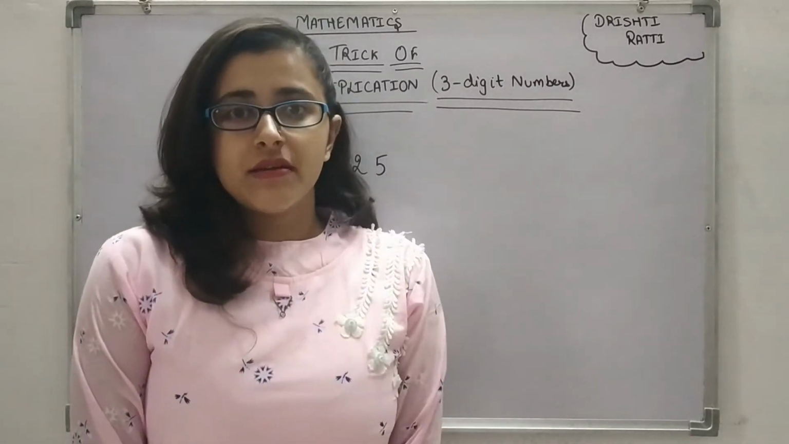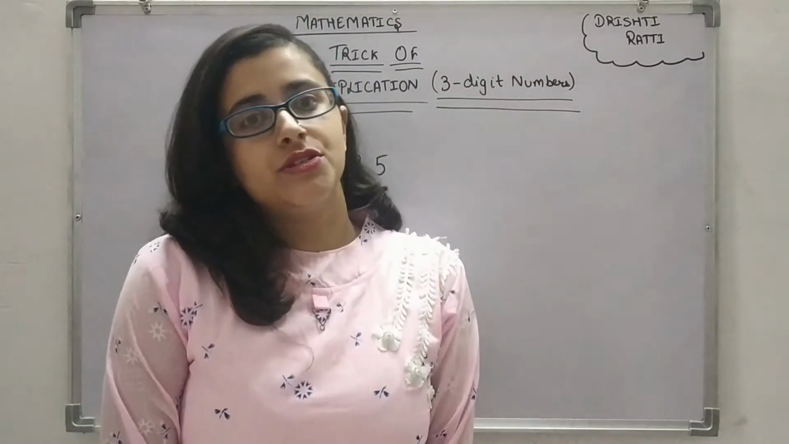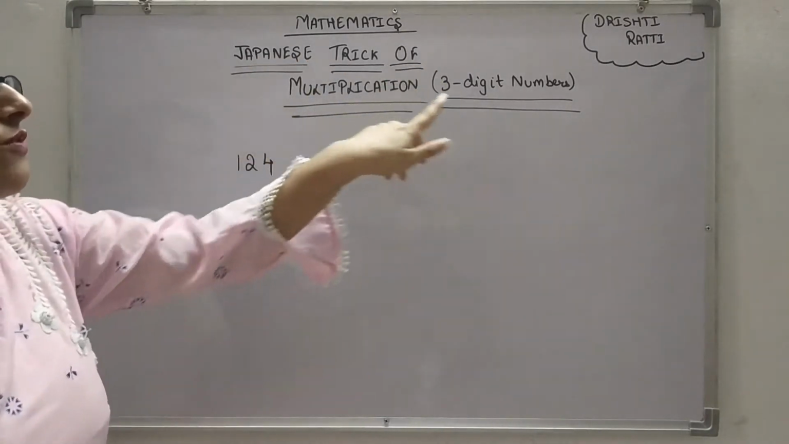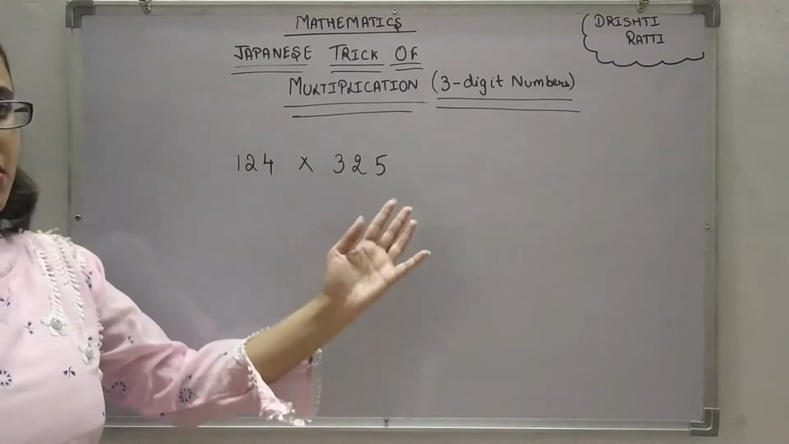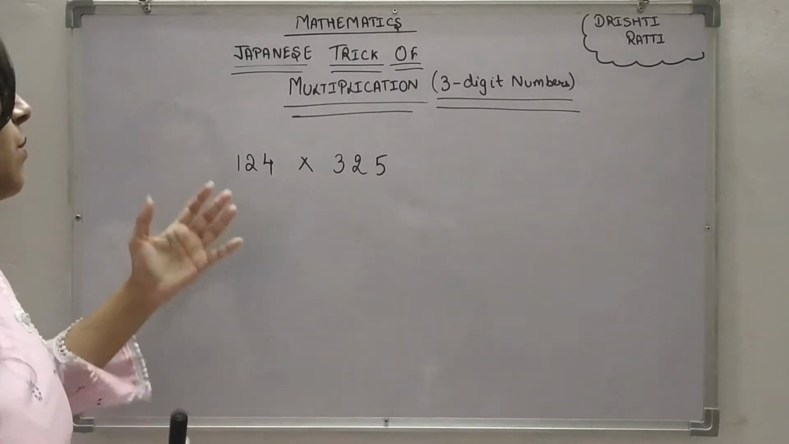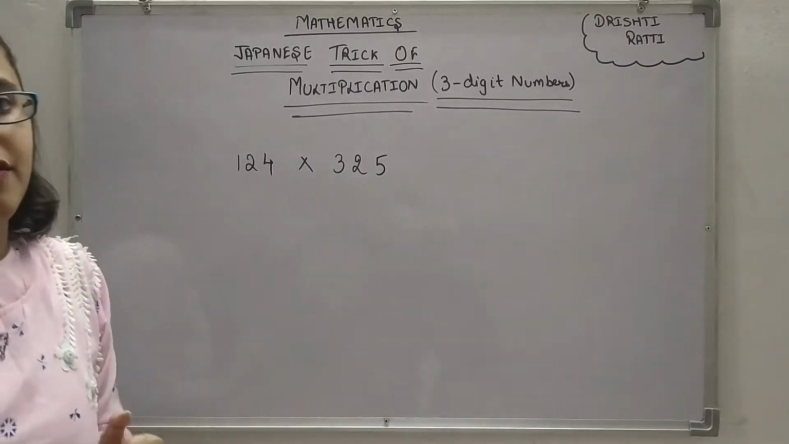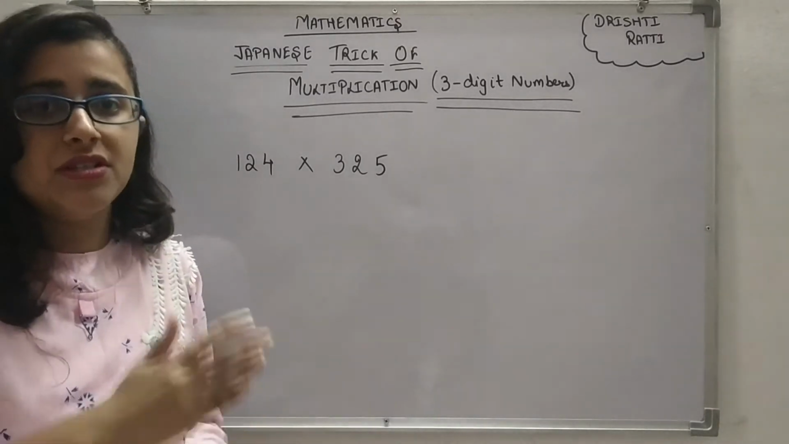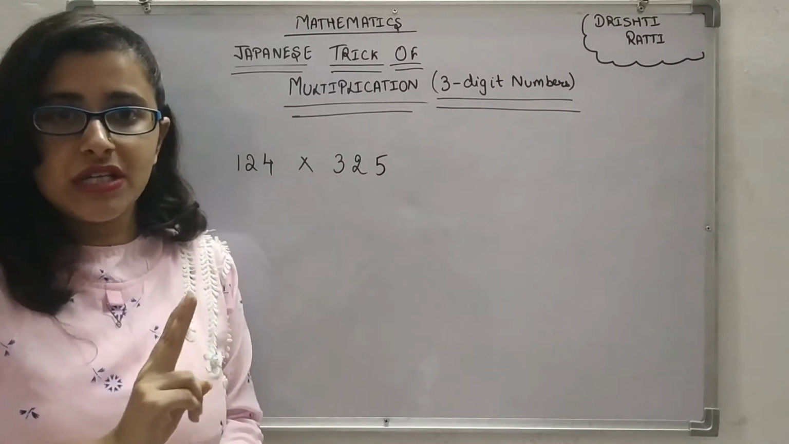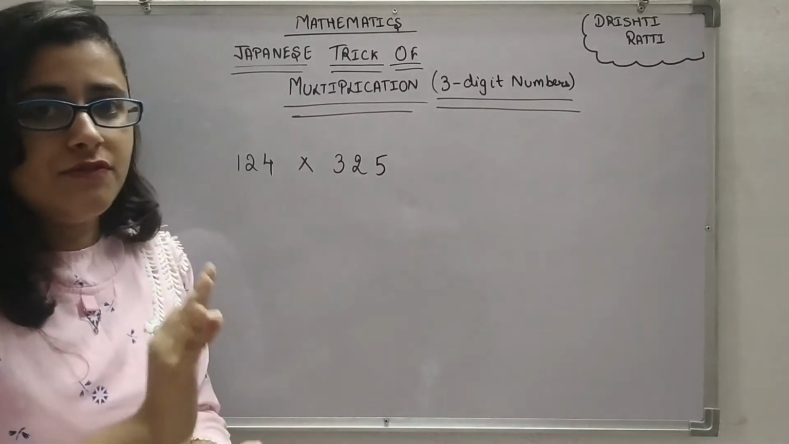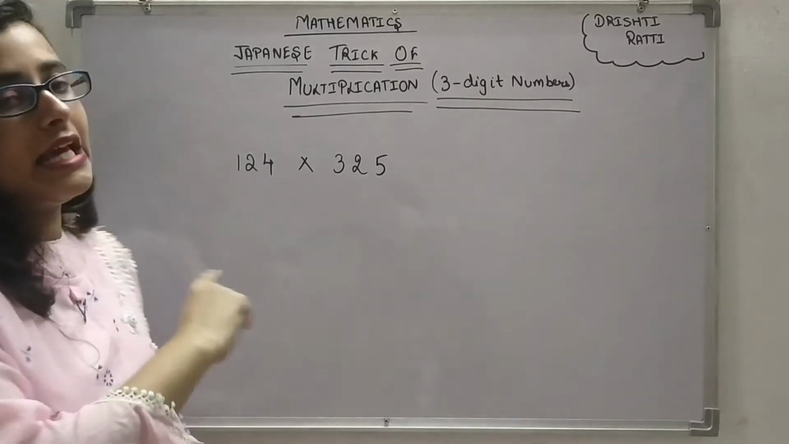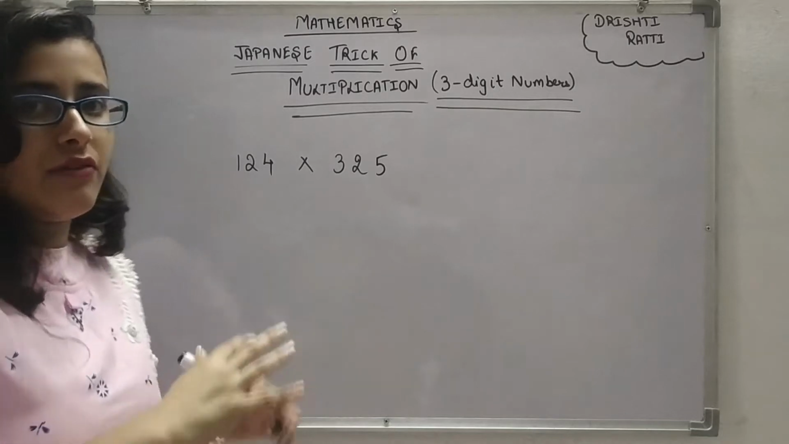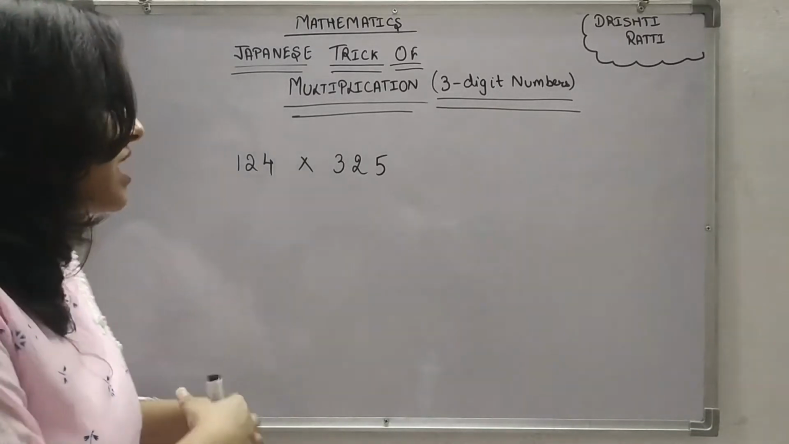So without wasting much time, let's get started with the trick. So the trick is the Japanese trick of multiplication for the 3-digit numbers. As you can see, this is an example: 124 into 325, that is what we have to multiply. If you remember the Japanese trick of 2-digit numbers, then we solve those sort of questions by making lines and then counting the intersecting points. The same thing we have to do over here also.